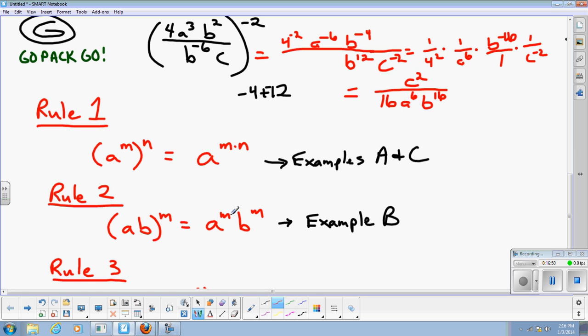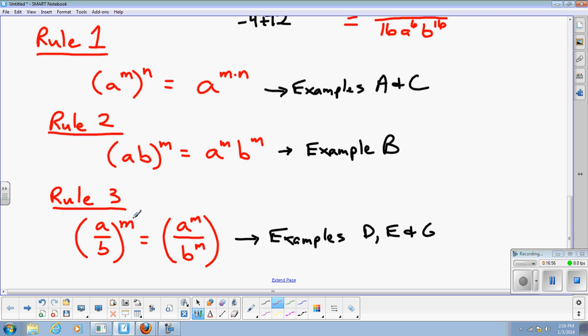We used that throughout all the division ones also, especially like up here in example C, you can see where I used that. And the third rule I was showing you is that if there is a fraction raised to a power, that power is used and distributed to both exponents on the numerator and the denominator. And this was in examples D, E, and G.